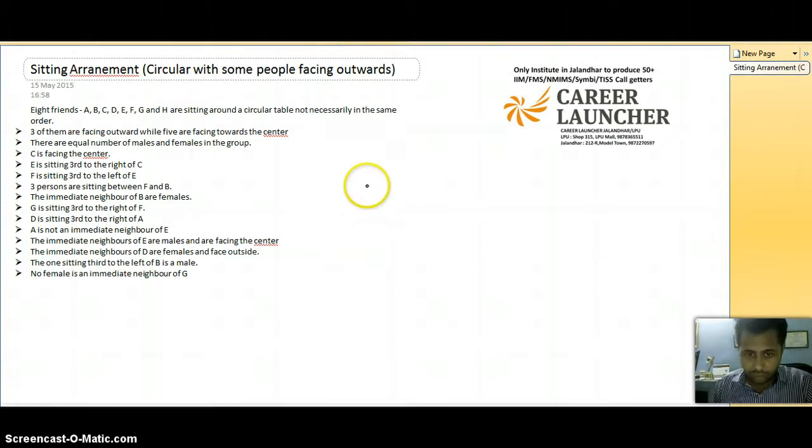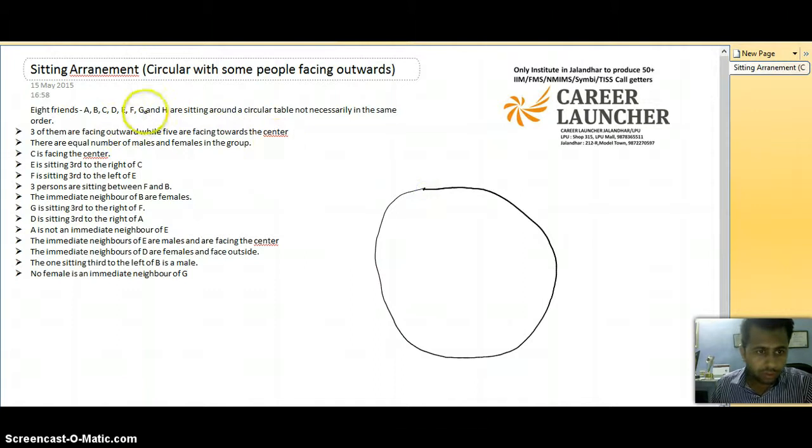We'll follow the same approach here. We need to draw a circle. The problem with this question is they've also mentioned that there are an equal number of males and females in the group. So we need to find out two things. One, their position, and second, who among them is a male and who among them is a female. Now it says 3 of them are facing outwards while 5 are facing towards the center. Now we don't know which 5 are facing towards the center. So just draw the lines, don't draw the arrows, and the lines should be symmetrical. 1, 2, 3, 4, 5, 6, 7 and 8, right?